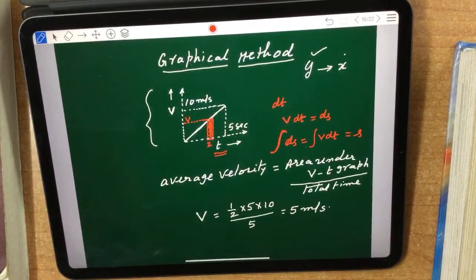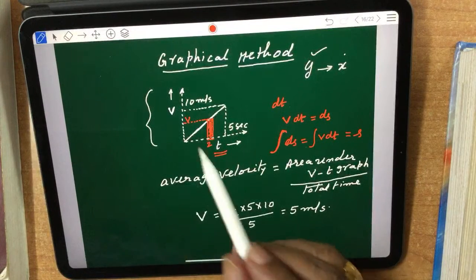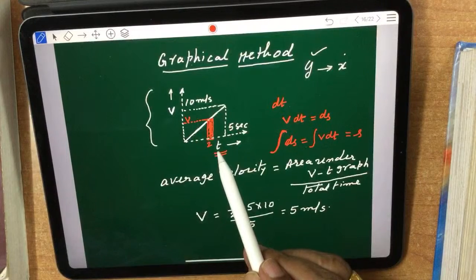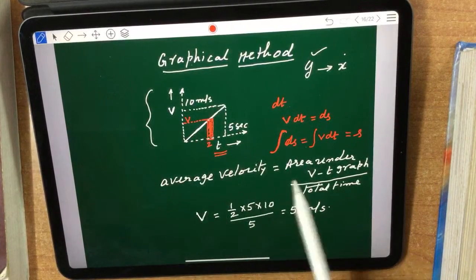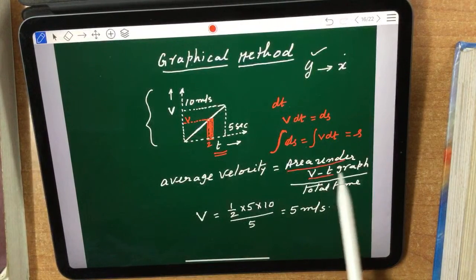Total displacement. Okay. Even dimensionally you can check: v into t. v means velocity, t is time, velocity into time is displacement. So note down, area under velocity time graph gives total displacement. Area under VT graph gives total displacement.